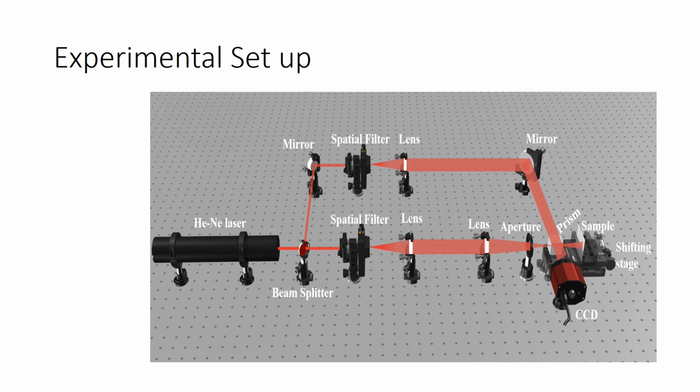Now let's discuss the experimental setup. We use a typical holographic setup for this experiment. So we have this beam splitter which splits the laser beam, dividing it into two. One acts as a reference beam, passing through the spatial filter, and the second one passes through the sample.